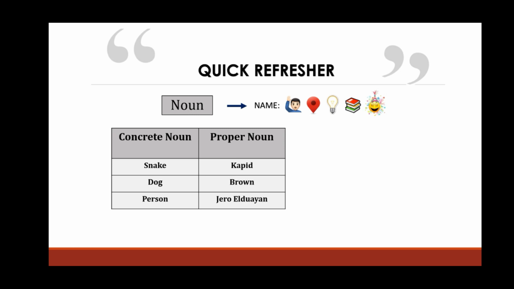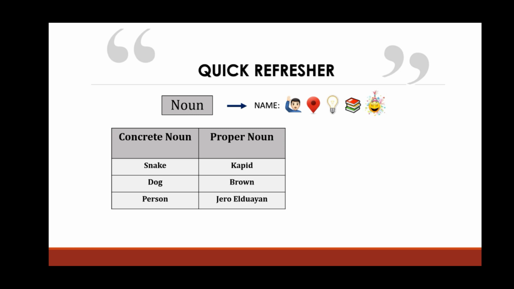Before we dive deeper into those exceptions, let's have a quick refresher. Last time, we defined noun as the name of person, place, ideas, things, or events. And we also categorize it according to its pluralization. But there are other types of noun, the concrete noun and the proper noun. Don't worry, madali lang maintindihan ng pagkakaiba ng concrete noun at proper noun.